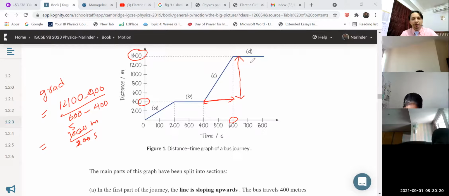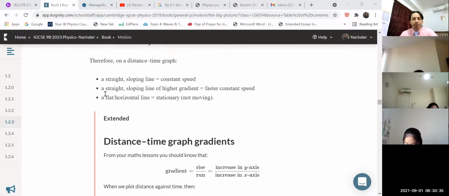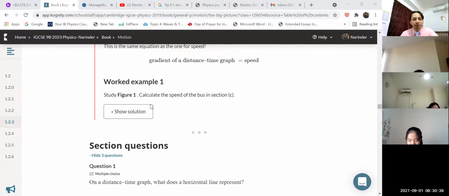I received one answer from Chavila that she said 5 meter per second. Other students, did you get the same answer? Yes, sir. Ayush, okay, good. Now let me move ahead, children. After finding the speed from this graph and understanding the meaning of gradient, let's move on.